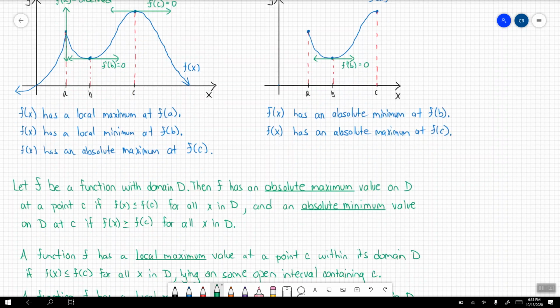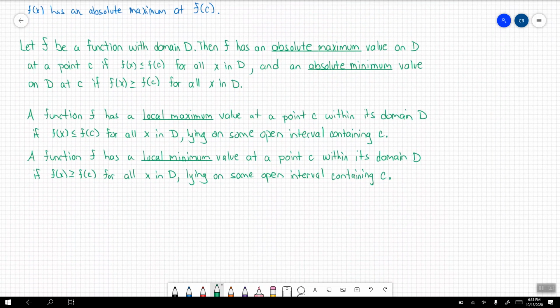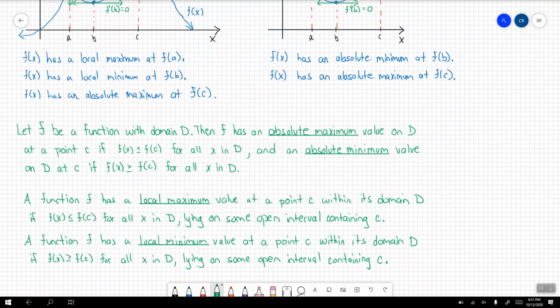But before we get into that, I want to define what an absolute maximum and absolute minimum, a local maximum and a local minimum are a little bit more concretely. So this is using a little bit more concrete definitions as to how we're looking at these absolute maximums, absolute minimums, local maximums, or local minimums.